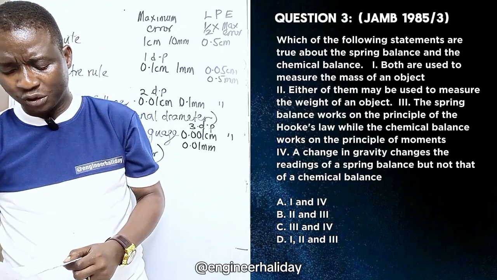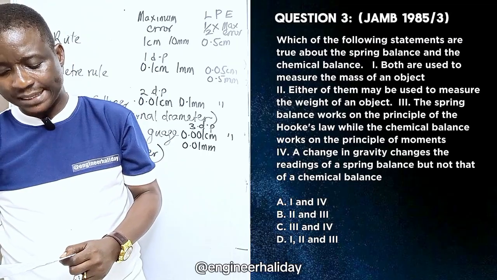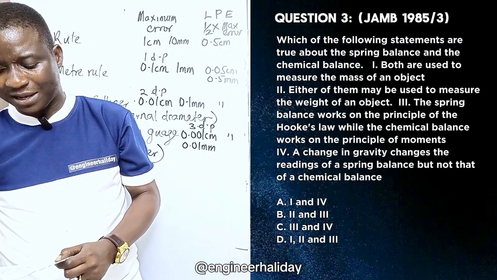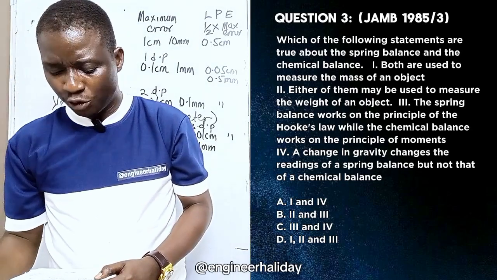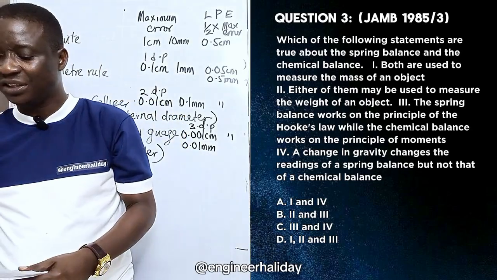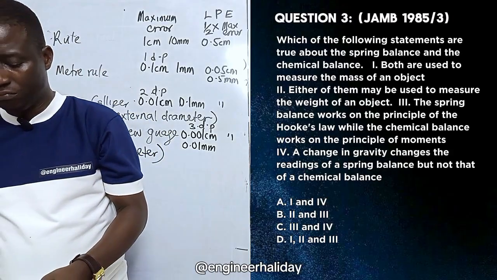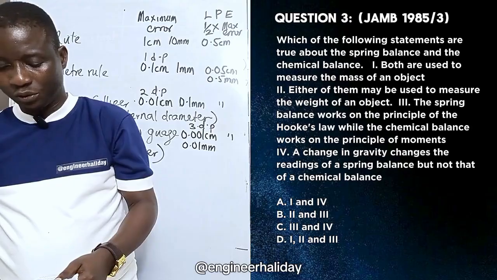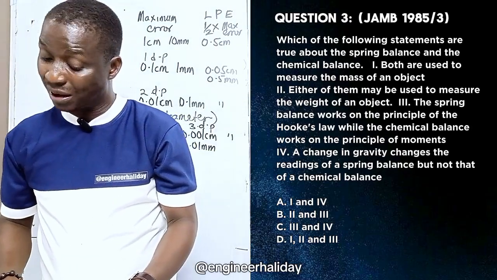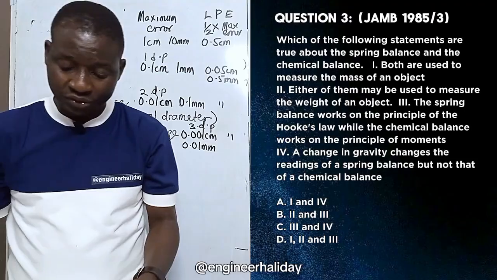Number 3, Roman figure 3, says the spring balance works on the principle of Hooke's law, while the chemical balance works on the principle of moment. Yes, correct. Roman figure 4, a change in gravity changes the reading of the spring balance, but not the chemical balance. I told you, if you check the last analysis I did, you see there.